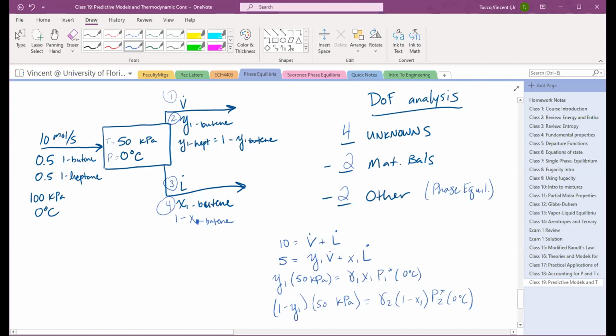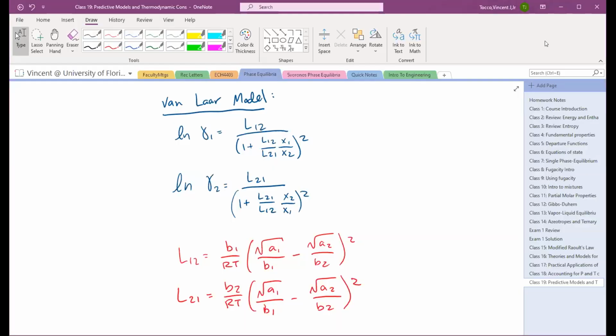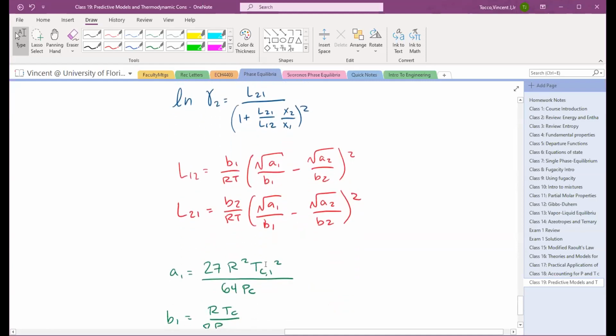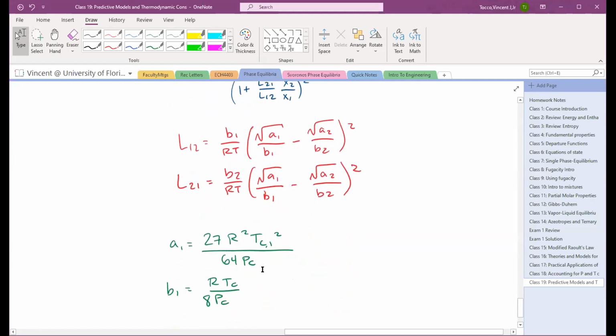Also, I need to figure out what to do with gamma 1 and gamma 2. Remember, these obey the Van Laar equations, so I'm going to write the Van Laar equations such that I have them handy. Recall that by the Van Laar model, these are how our activity coefficients are defined. The parameters in this case are L12 and L21, which are functions of the van der Waals parameters A and B, which in turn are functions of the critical temperature and critical pressure. So I'm going to clip and snip all of this information into Microsoft Excel, and then I'm going to use that as my calculator to proceed from here.